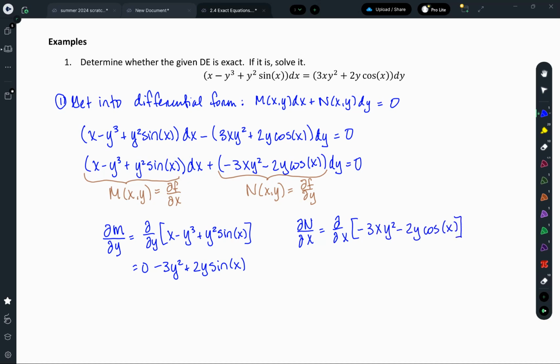All right, so the derivative with respect to x of minus 3xy squared: the minus 3 and the y squared are my constant, so I'm focused on the x, and the derivative of that is 1. So this gives me minus 3y squared. The derivative of minus 2y cosine of x, the 2y is a constant. The derivative of cosine is a negative sign, so I have minus a negative, which is a positive, 2y sine of x. All right, let's compare these.